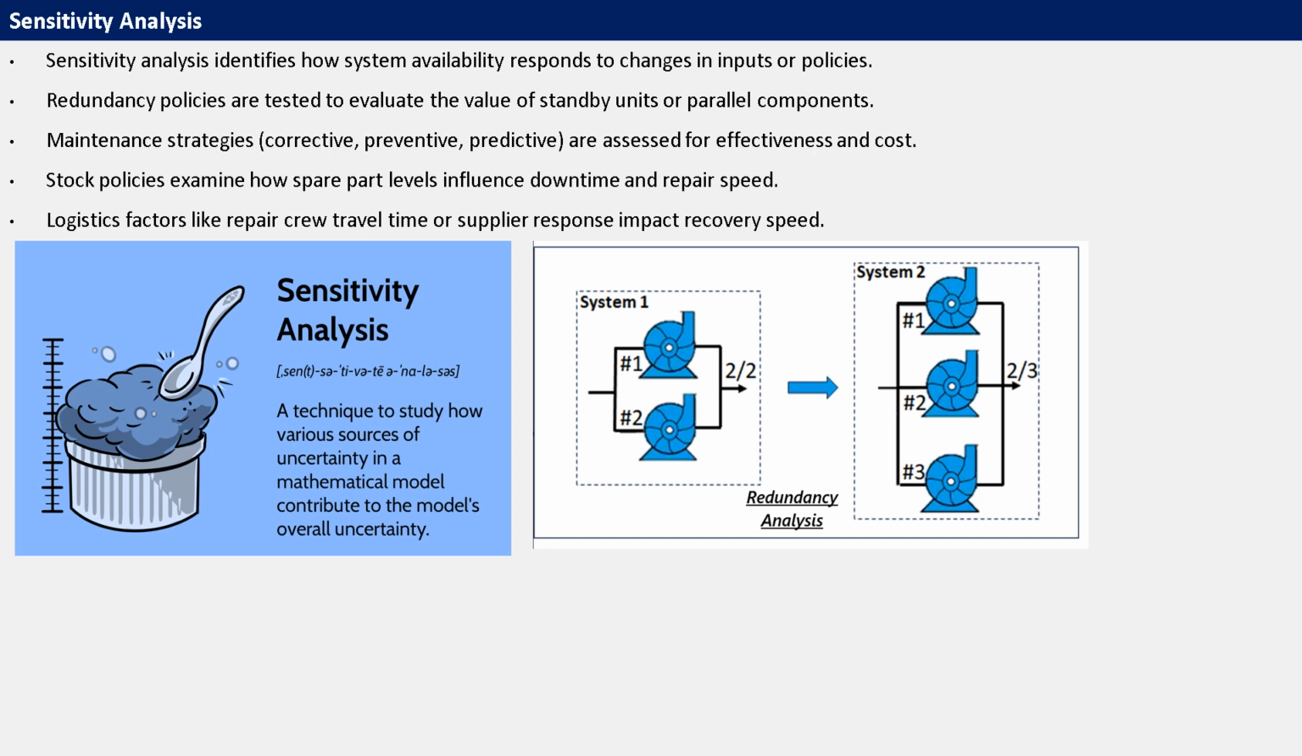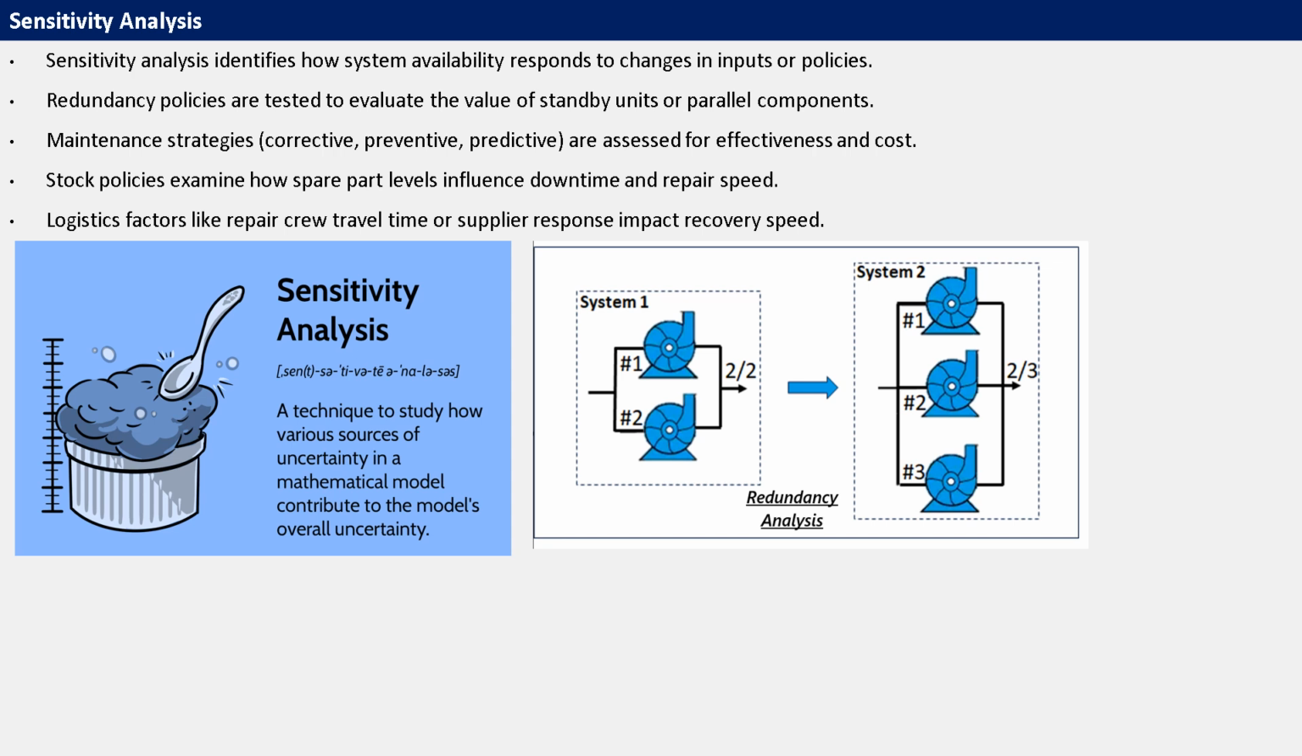Stock policies are also analyzed to understand how the availability of spare parts affects system downtime. If parts are frequently out of stock, repair times increase and availability drops. Sensitivity analysis helps identify optimal inventory levels to support uptime without overstocking.